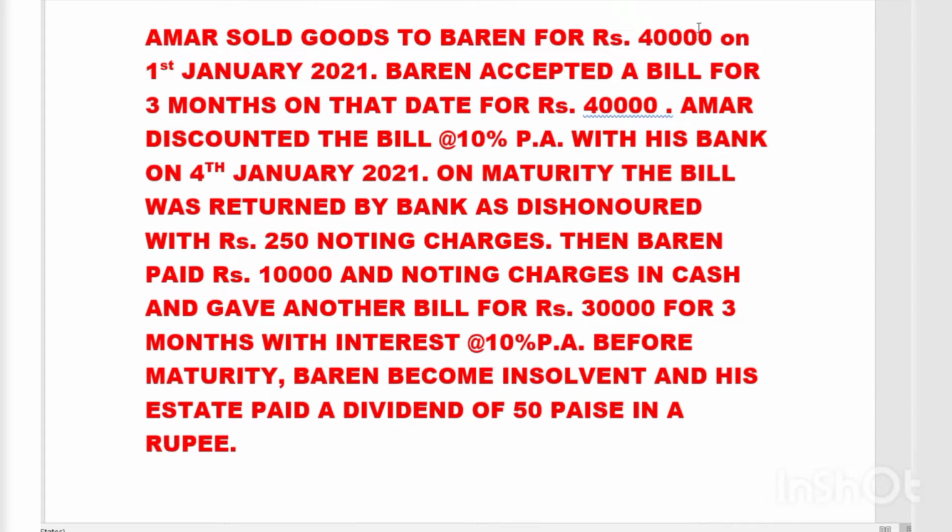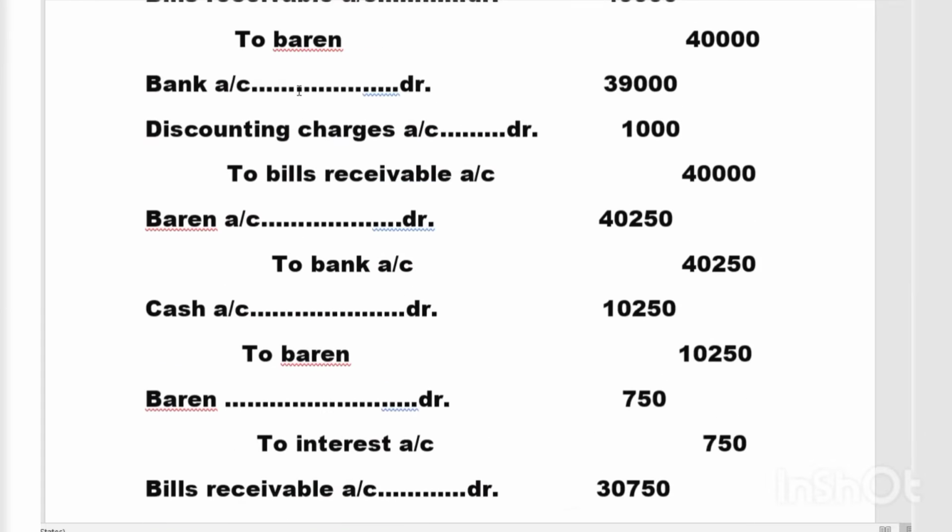Amar sold goods to Barin for rupees 40,000 on 1st January 2021. Amar is selling goods to Barin. Barin is purchasing the goods. What is the journal entry for this? Simple. Amar is selling goods to Barin.